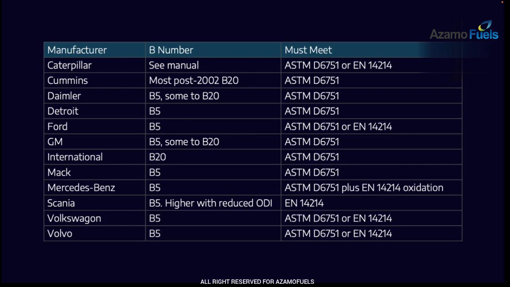So as an example, if you look at the Scania list, it says, B5 is okay. If you want to go above that, you can, but you have to shorten your oil drain intervals. And then most of them will also say that the actual biodiesel that you're using must meet either the ASTM or the EN spec, right? So that's a really important thing.